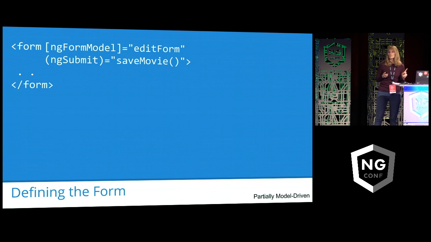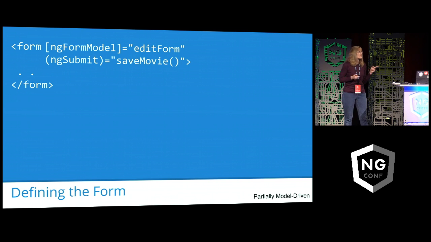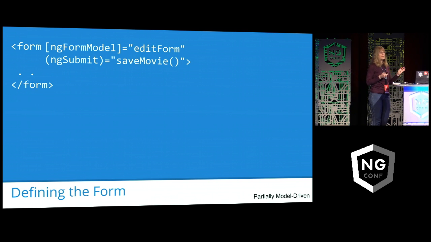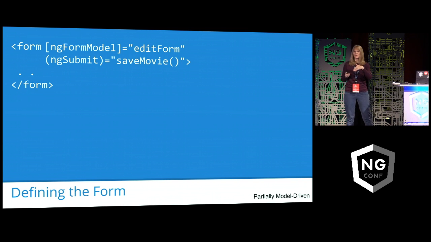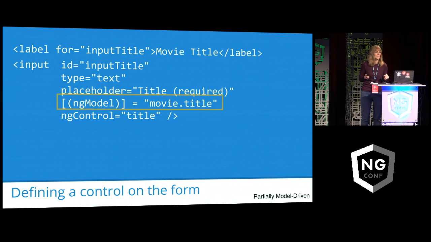So let's take a look at what the form looks like. The first thing we need to do is tell Angular that we are controlling the form in our model. And we do that with the ngFormModel directive. And we assign that to our property that we defined, our edit form. Then we have our submit the same. Now we don't ever need to pass edit form into our class because we already have it there. Okay, so that's what our form looks like.